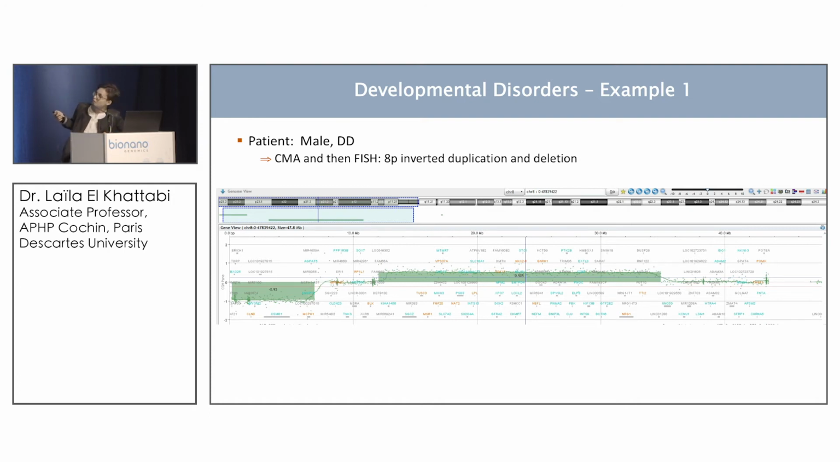First one, male with developmental disease. CMA shows this profile. This is chromosome 8, the P arm of chromosome 8. It shows a deletion of the terminal part, then a normal part of chromosome 8, followed by a duplication of this large chunk of chromosome 8. For those who are used to it, this is compatible with the famous inverted duplication and deletion of chromosome 8 on the P arm.